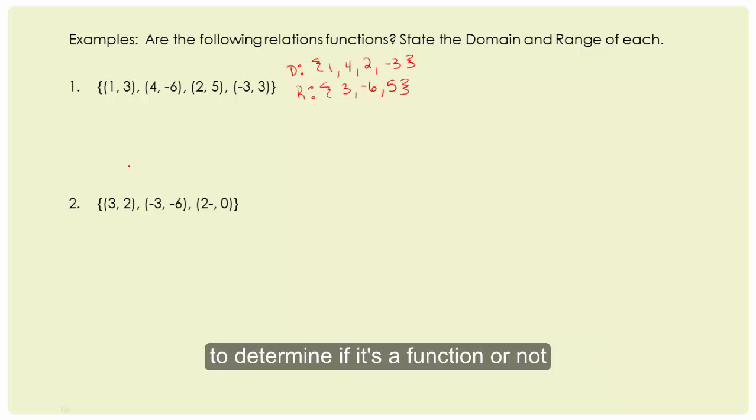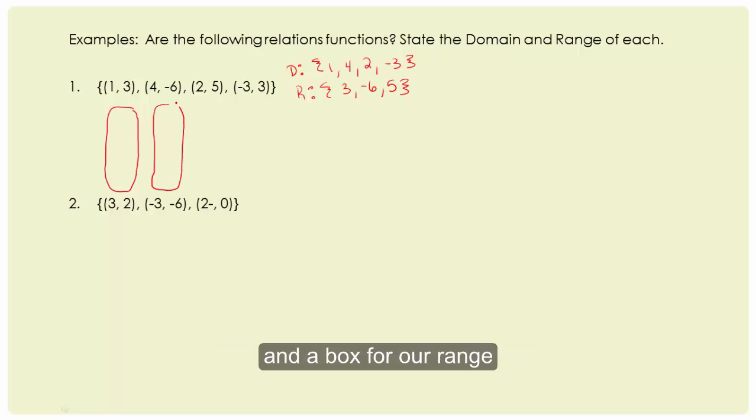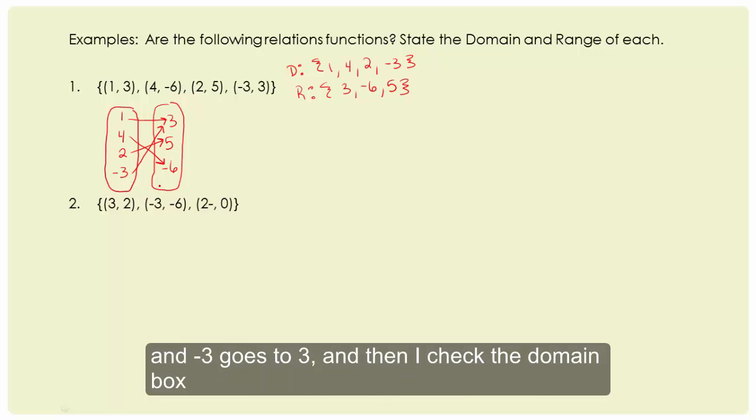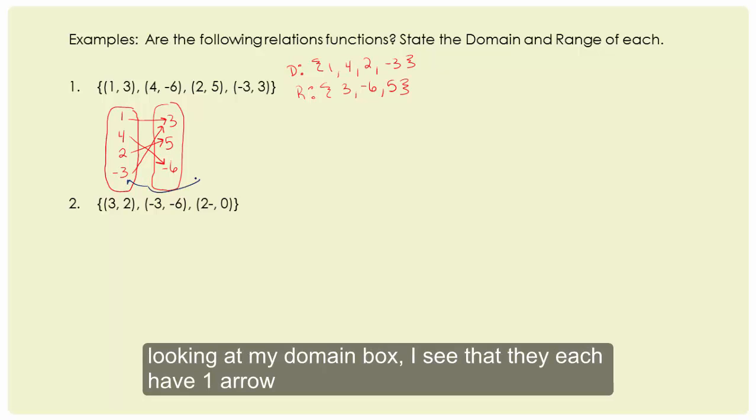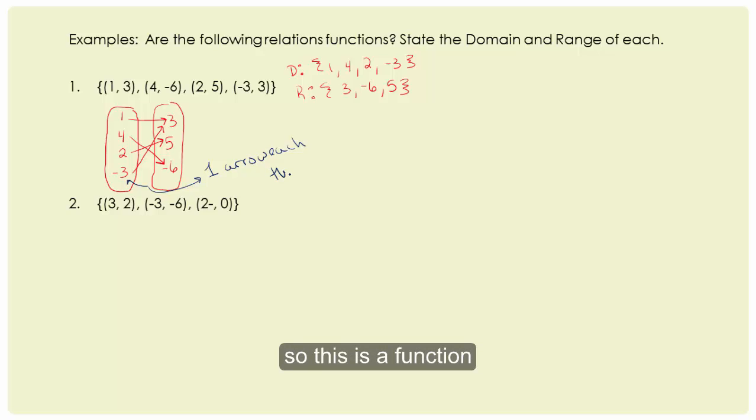To determine if it's a function or not, we can do a mapping. So we make a box for our domain and a box for our range. I list my domain elements. I list my range elements. And 1 goes to 3, 4 goes to -6, 2 goes to 5, and -3 goes to 3, and then I check the domain box. Looking at my domain box, I see they each have 1 arrow. So this is a function.